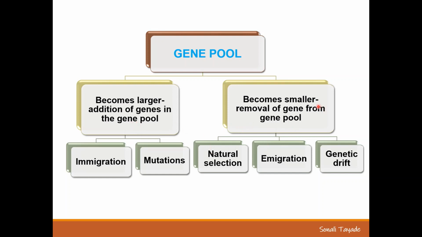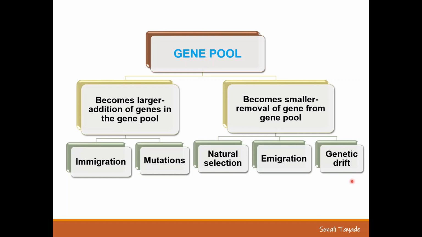The removal of genes from the gene pool is responsible for decreasing the size of the gene pool, and the reasons behind it are natural selection, emigration and genetic drift. Natural selection continuously eliminates the unfavorable genes from the population and builds up an adaptive gene complex, while emigration is the outward migration of individuals from a population. This brings about a reduction in the size of the gene pool.